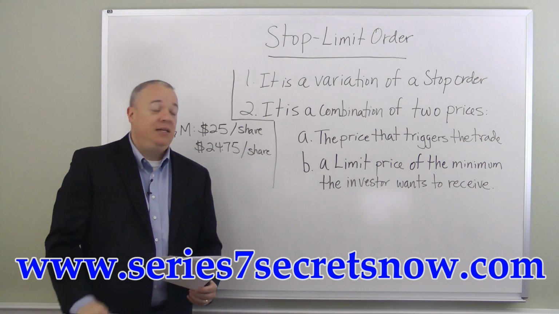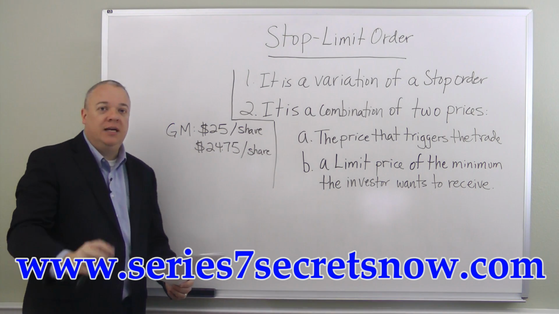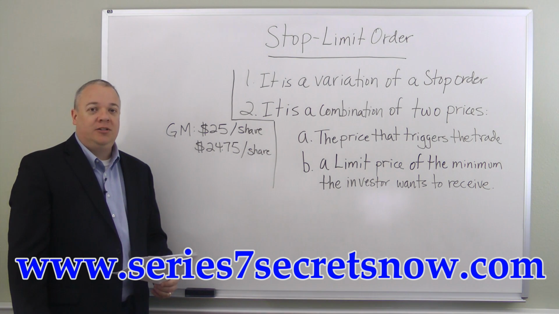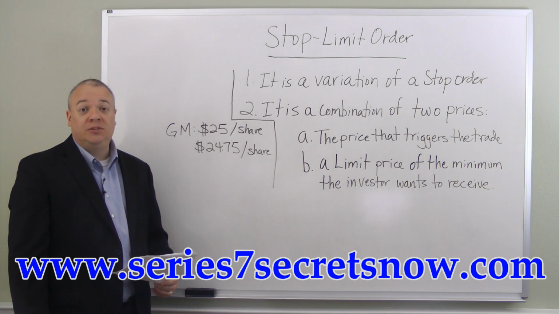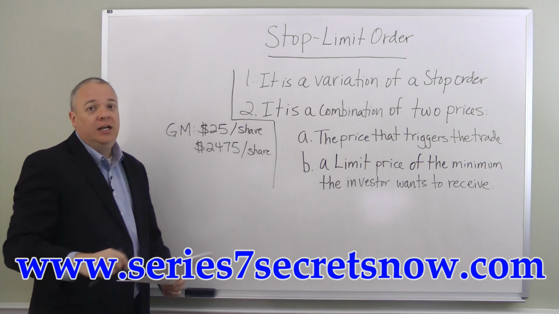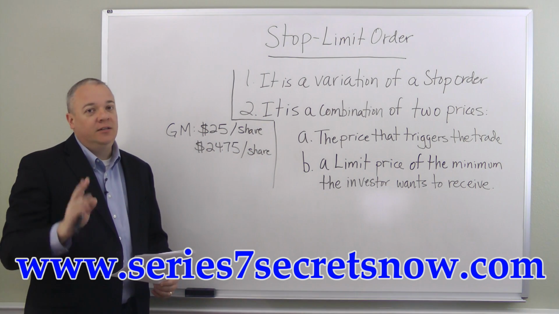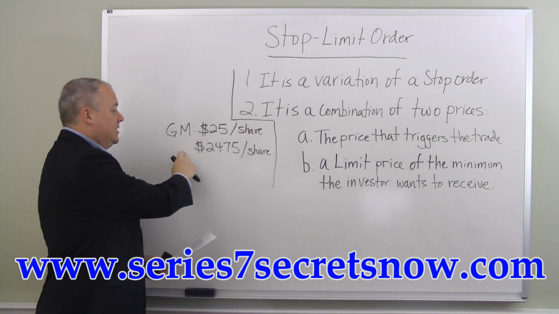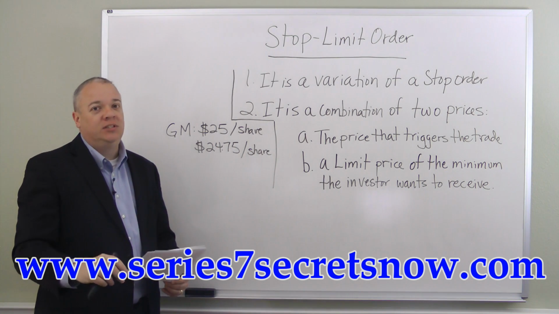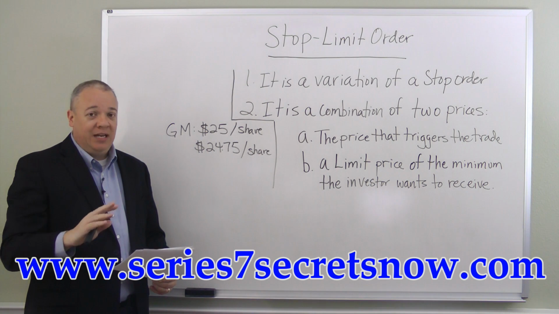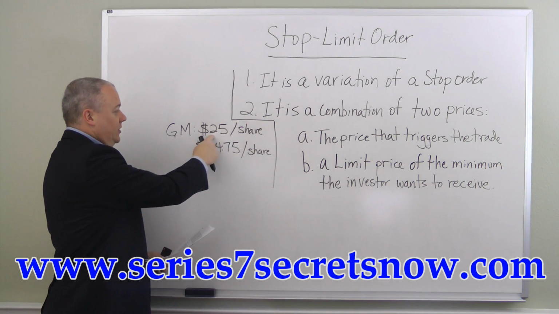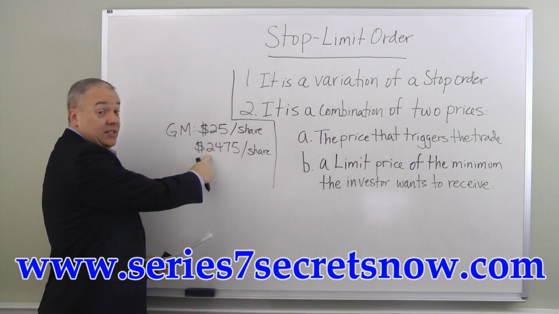So they might say, with our example here, I own GM stock, and when GM stock gets down to $25 a share, I want you to sell. So this price, $25 a share, triggers the trade, triggers the sale. That's the stop part of the order. The limit part of the order then says, but I won't take less than $24.75 a share. So the price here triggers the sale, but this limits the sale.